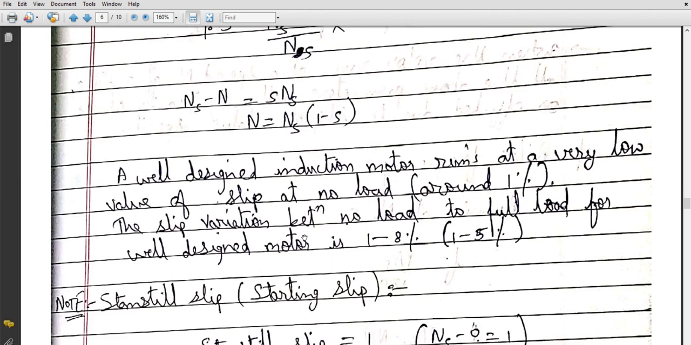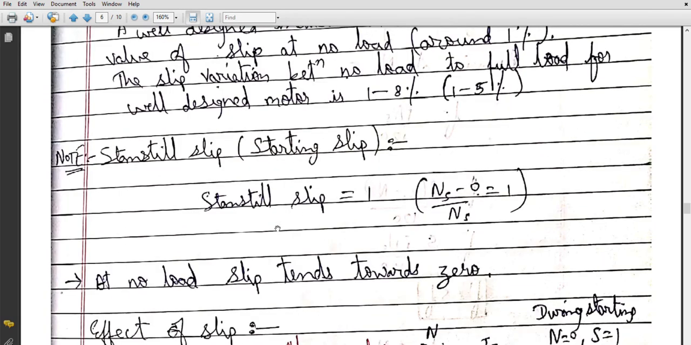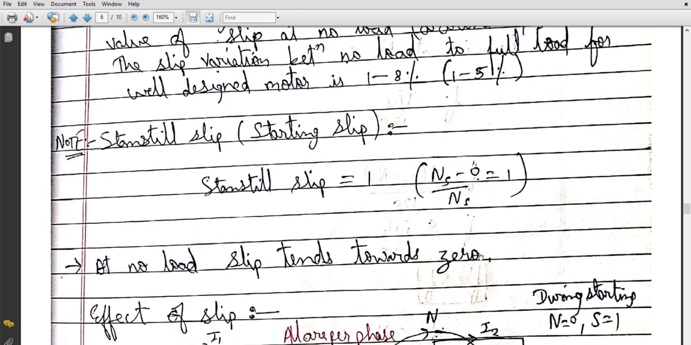They say that the slip variation between no load and full load for a well-designed motor is 1 to 8% or 1 to 5%. At standstill, the value of the slip is 1. Why? Because at standstill the rotor is stationary, so the speed of the rotor, n, is equal to 0. You put it in this formula and you get slip equals 1. At no load, slip tends towards 0. Why is that? Because at no load the rotor speed is very close to ns, so n is very close to ns and this value will be very small. That's why they say the no-load slip will tend towards 0, very small.